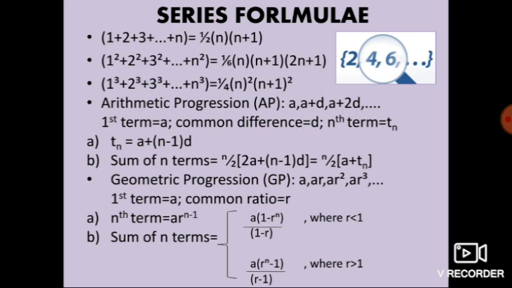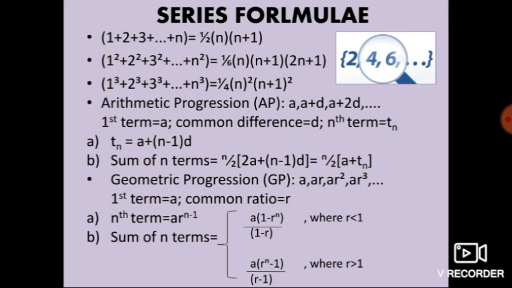Next we have the sum of n terms. The formula is n by 2 into 2a plus n minus 1 into d. If I combine tn in this formula, we just get n by 2 into a plus tn. Similar to arithmetic progression, we have geometric progression. In arithmetic progression there was a common difference, that is, when we subtract the first term from the second term we get d. In geometric progression it becomes a ratio: if we divide the second term by the first term, we get the common ratio.